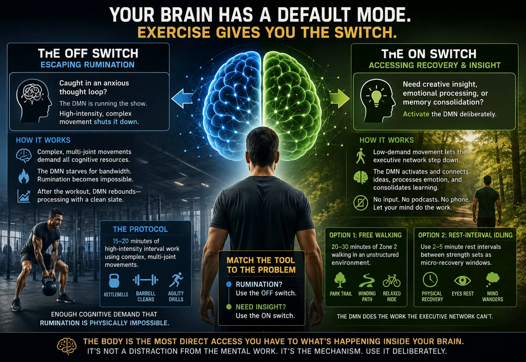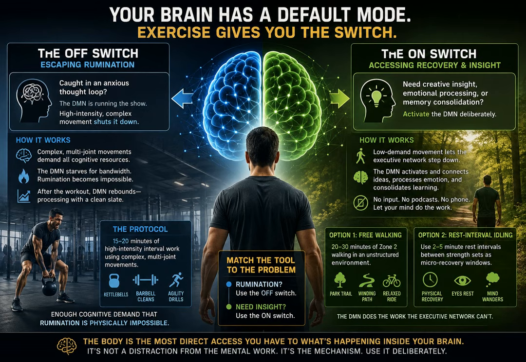The default mode network is an often misunderstood part of the brain. It's responsible for memory consolidation, emotional processing, creative insight, and your sense of self. It's also the source of rumination, anxiety loops, and the repetitive thought patterns that keep you stuck. The same network can be a resource or a liability. The difference is how well you can influence when it activates and when it does not.